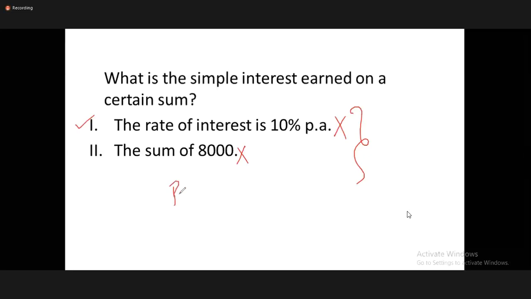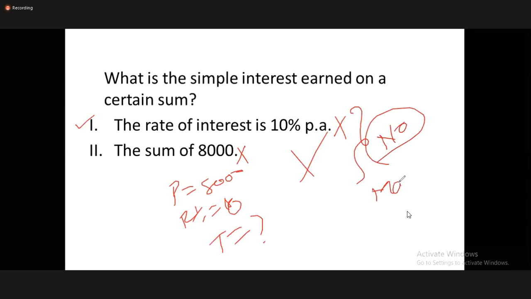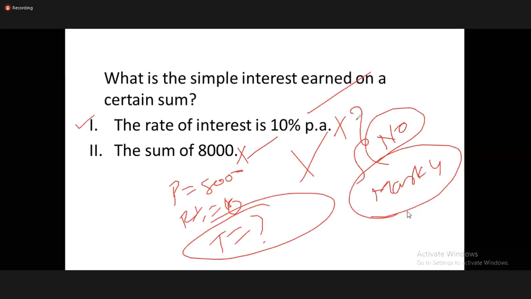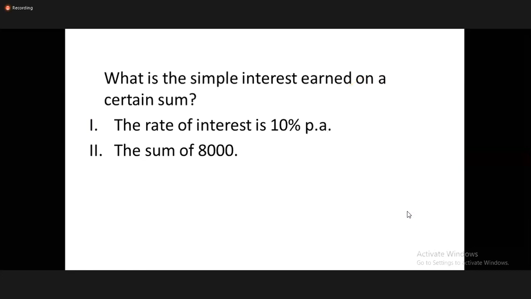Combined together, you have the principal, you have the rate of interest. With this, you can calculate for n years. Do you know the time? No. So with both, are you able to answer this question? No. So the answer for this question is what? You have to mark 4, because 1 alone is not sufficient, 2 alone is not sufficient. Together I am trying it, still I don't know the time, so I can't do it. So the answer for this question is mark 4. Okay, very good. Appreciated.